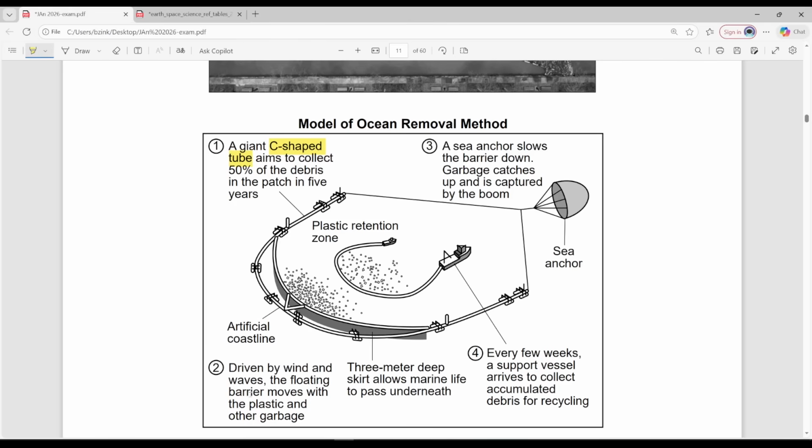So the barrier moves. A 3-meter deep skirt allows marine life to pass underneath. That's interesting. A sea anchor slows the barrier down. Garbage catches up and is captured. So basically, if they didn't have the sea anchor, the barrier would float at the same speed as the ocean, which is not good. So they had to do something about slowing it down. Every few weeks, you collect, and then we recycle.